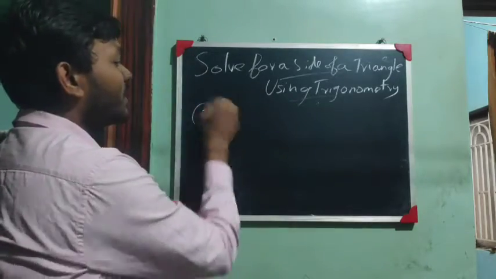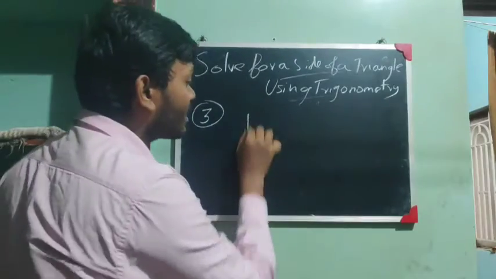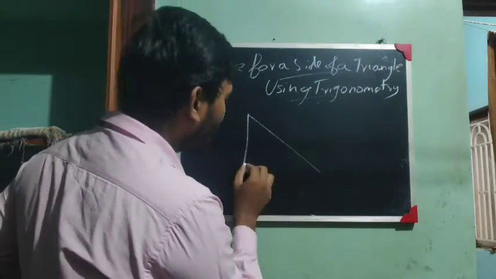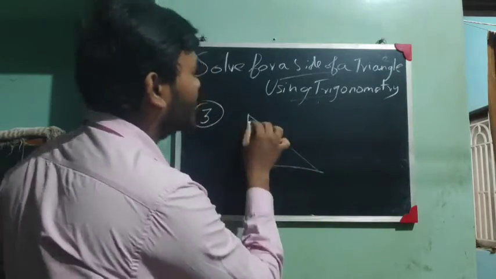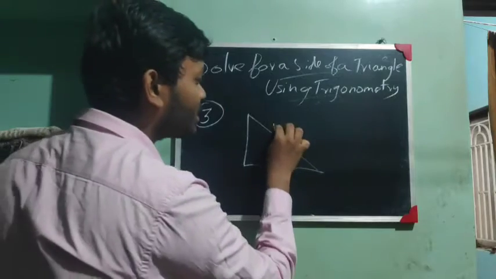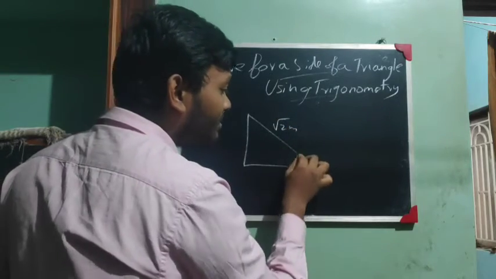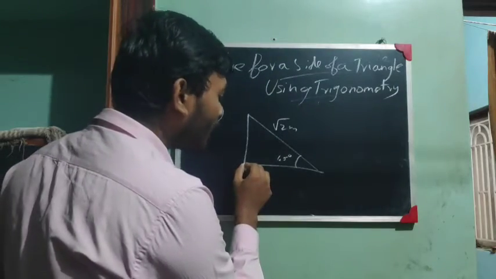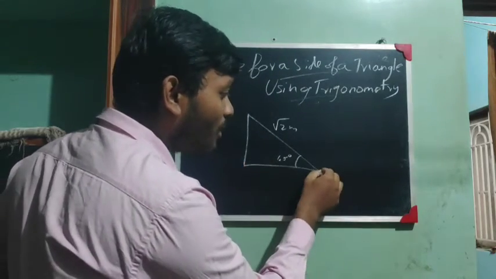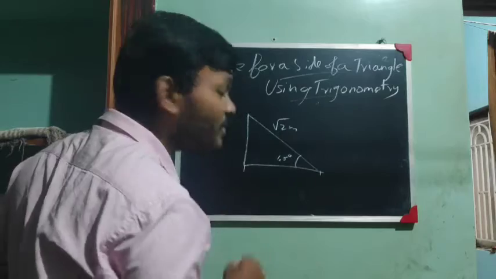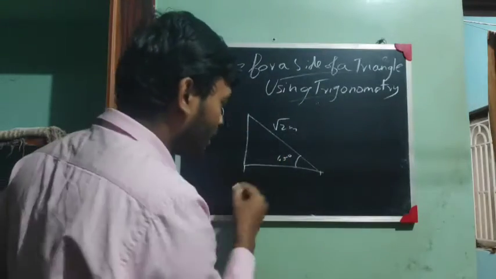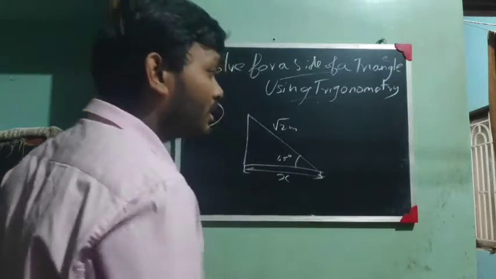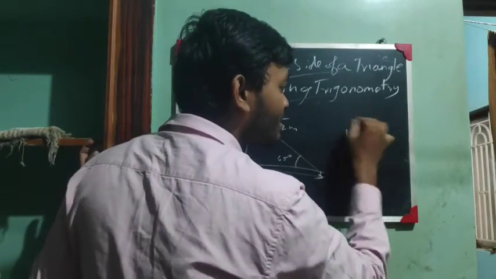So it's problem number 3. Imagine a tree that has broken and fallen on the ground. The broken part of the tree is root 2 meters, and it makes 45 degrees with the ground. You have to find the distance from which the top of the tree has fallen from the root, from the original stem of the tree. So you have to find this x. This is going to be homework for the next class.